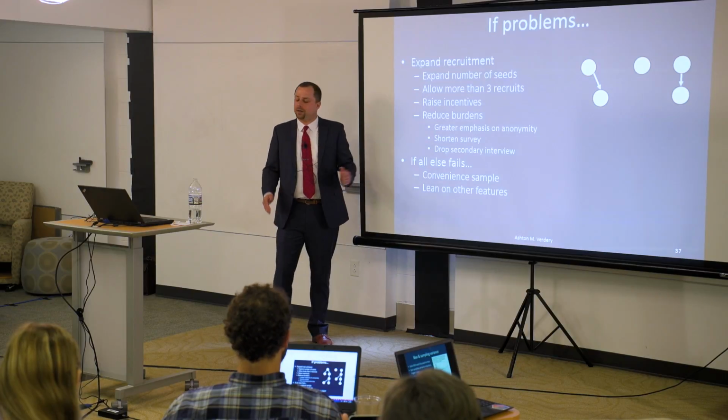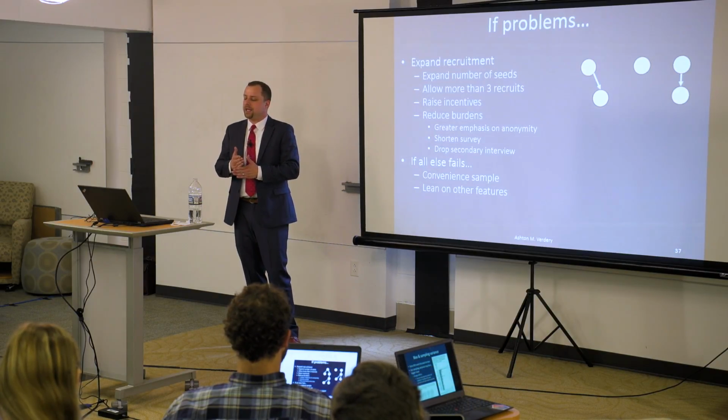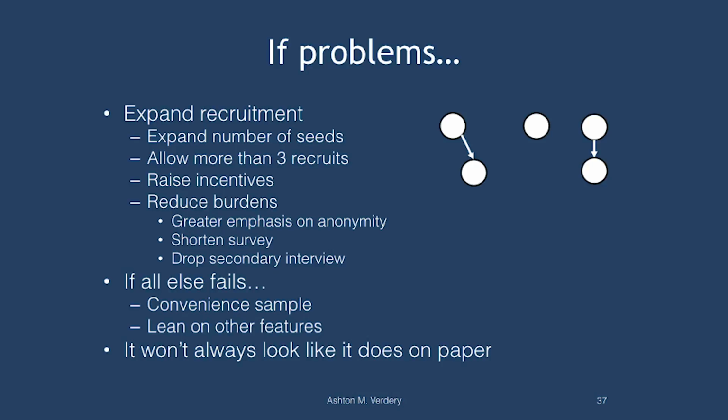So the typical recommendation in the case of problems like that is that you expand coupons, so you might add more seeds. You might allow people to recruit maybe 3 or 4 people as opposed to the original number of 2. You might raise the incentives, both for participation as a primary interview or for recruiting other people. Or you might reduce the respondent burdens of participation. One big one is to put greater emphasis on anonymity. Maybe don't require people to come back in for a secondary incentive. You could shorten the survey, things like that. Those tend to be the typical things that are recommended.